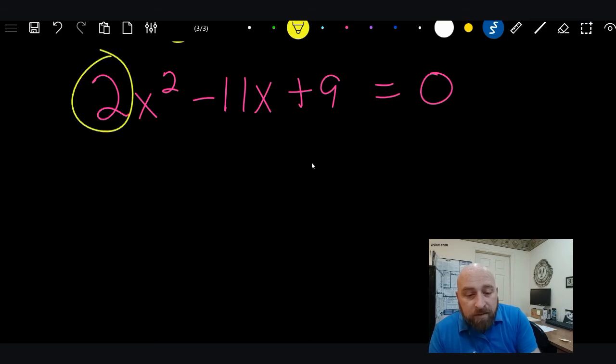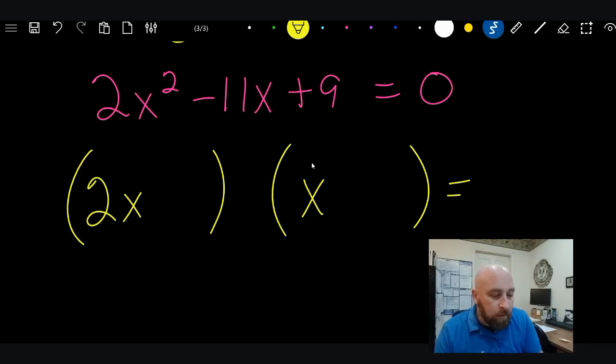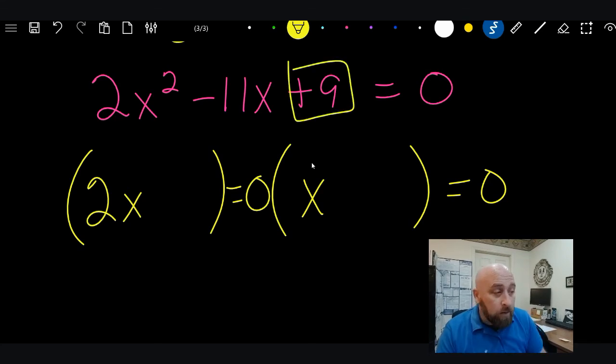So my factors of this are just going to be 2 and 1. So one of these is going to be a 2x and one of these is going to be an x. And they're both going to be set equal to 0, remember, because we're solving equations here. And then we'd have a 9: 1 and 9 or 3 and 3. So those are our 2 options.